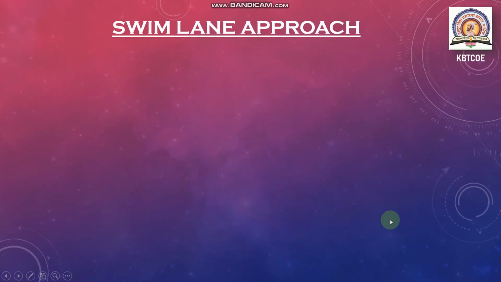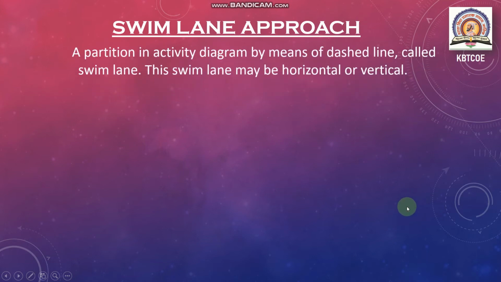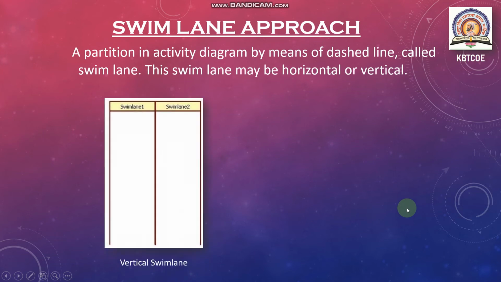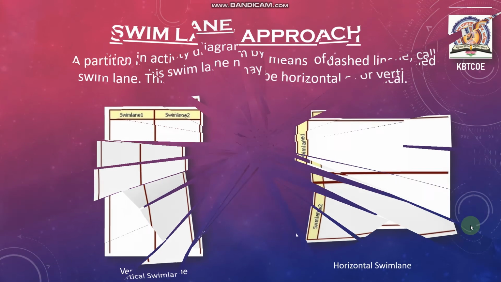Swim lane approach. To draw any activity diagram, we have two approaches. First, the traditional approach, and second, the swim lane approach. In the swim lane approach, a partition in the activity diagram is made by means of dashed lines called swim lanes. This swim lane may be horizontal or vertical. We will be looking at an example of the swim lane approach in the upcoming video.